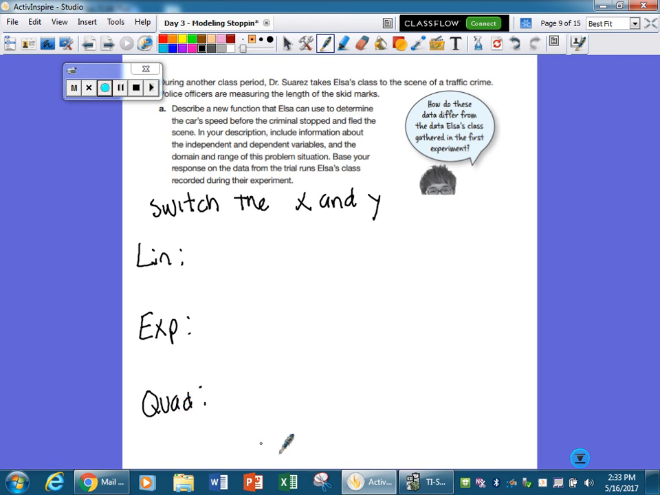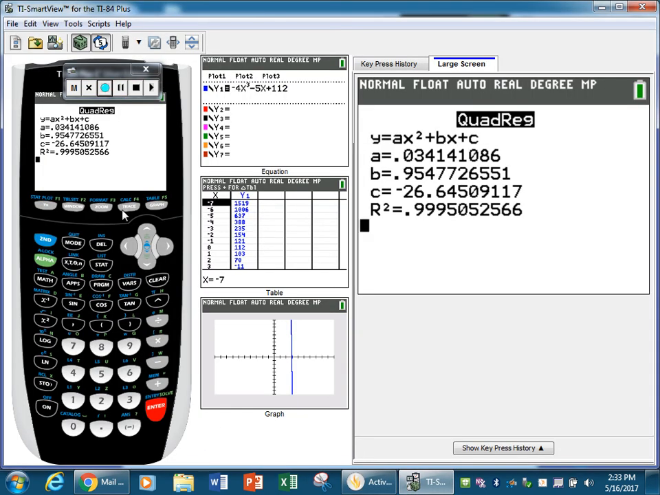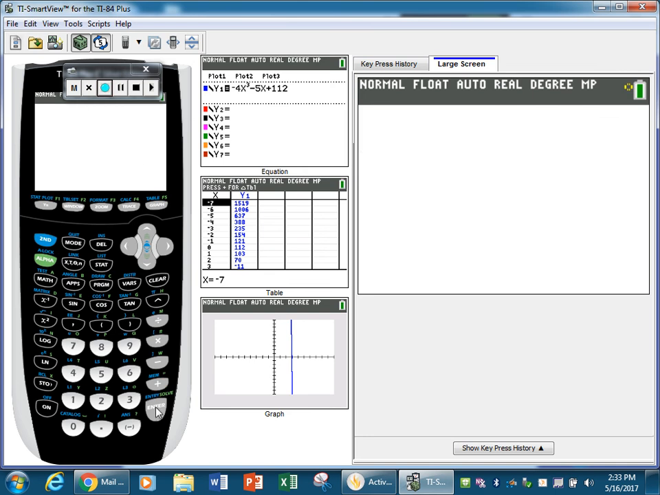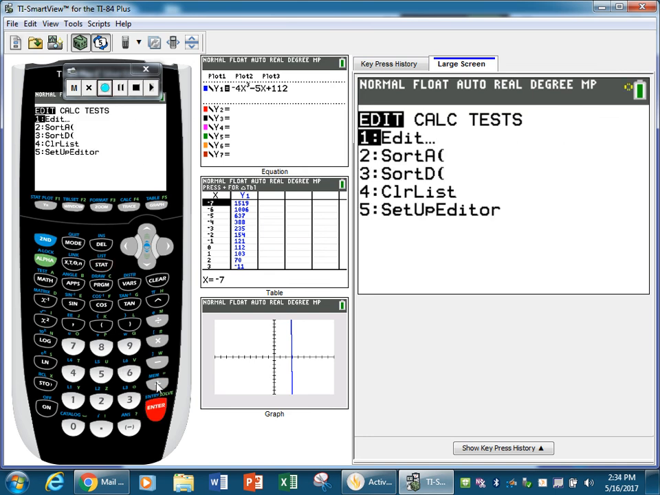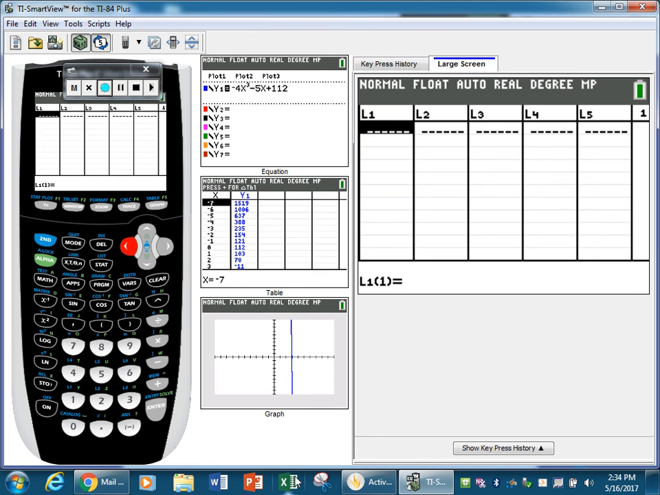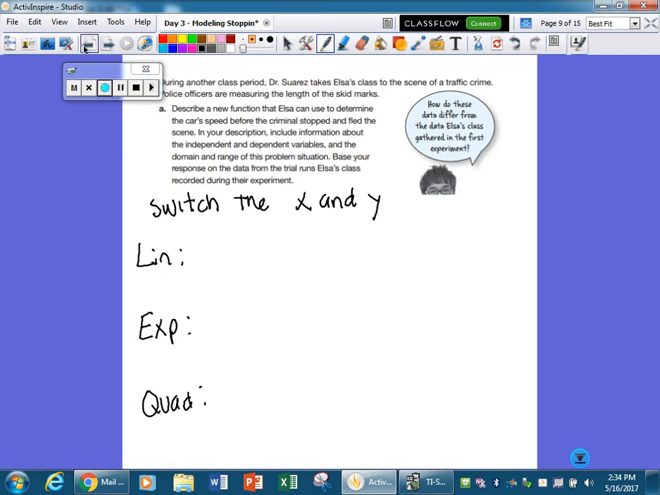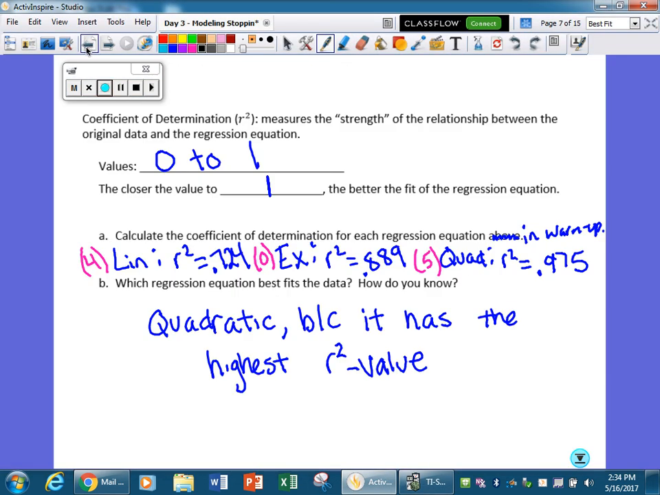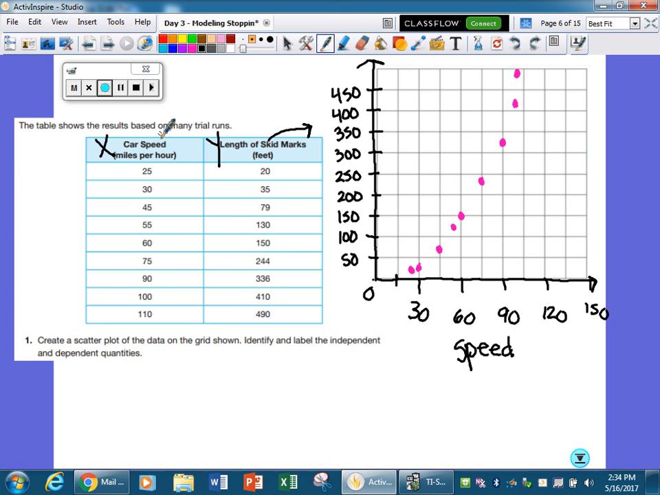So I need to go back to my calculator. I need to clear this out. So second plus 4, enter. Stat, enter. And now I need to enter my data in, and I'm going to show you the data. But I need this to be flipped. So the y's are going over here in the L1, and these are going in the L2 now.